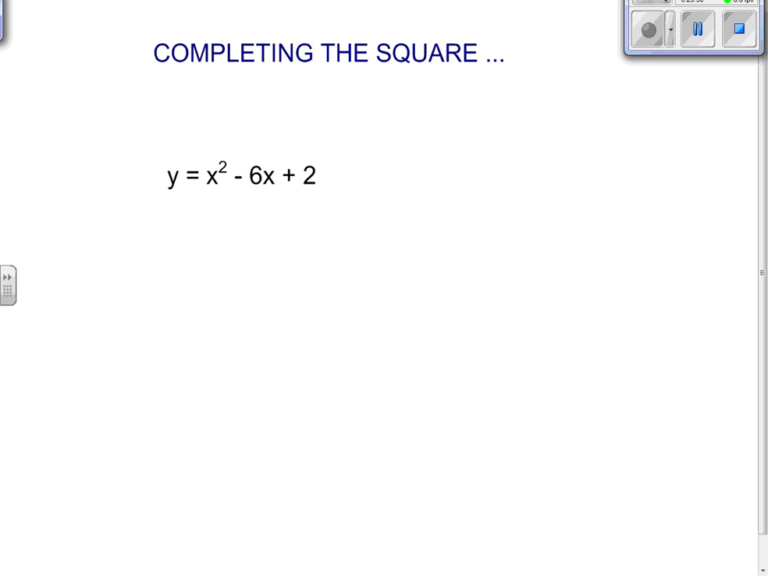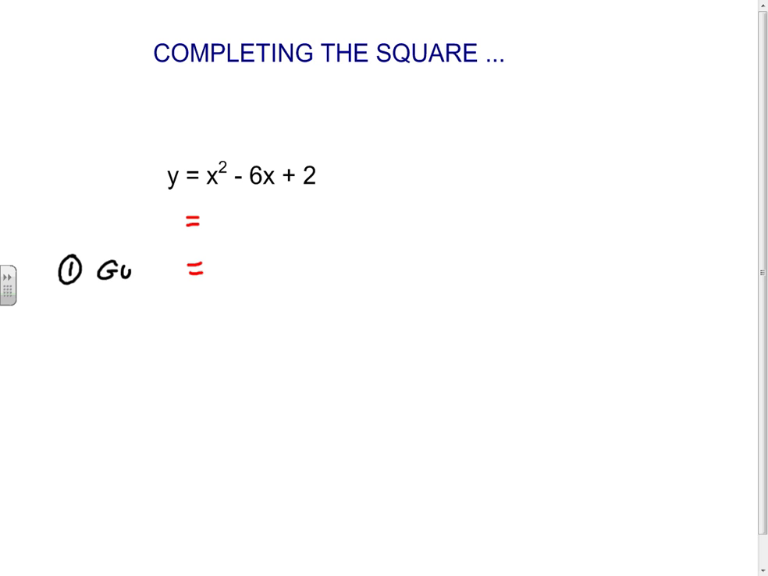So in summary, completing the square, this is what I do. Number 1, I write down my goal. It is always half of that middle term, which we call b. Half of b goes into the bracket. So it's going to be x minus 3 squared.